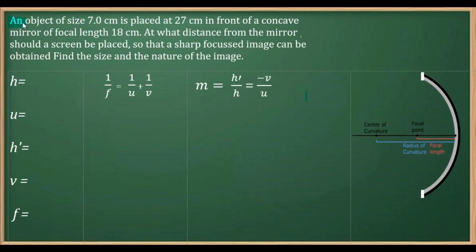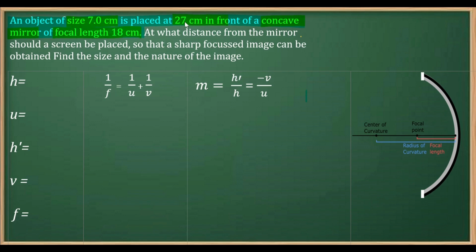In this question, it says an object of size 7 centimeter is placed at a distance of 27 centimeter of a concave mirror of focal length 18 centimeter. So what information we have? Number one, size of the object, distance of the object from the mirror. Other things that we should remember, that it's a concave mirror, right, and whose focal length is 18 centimeter.